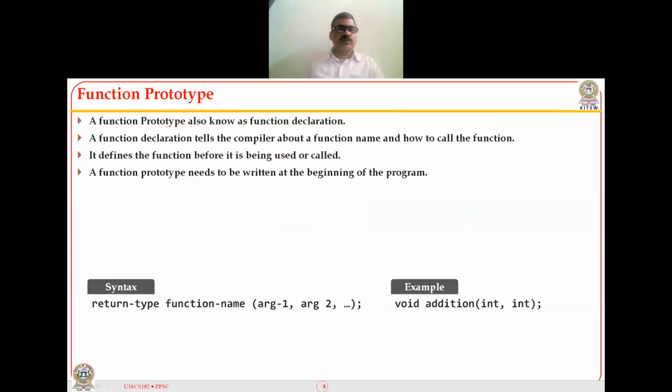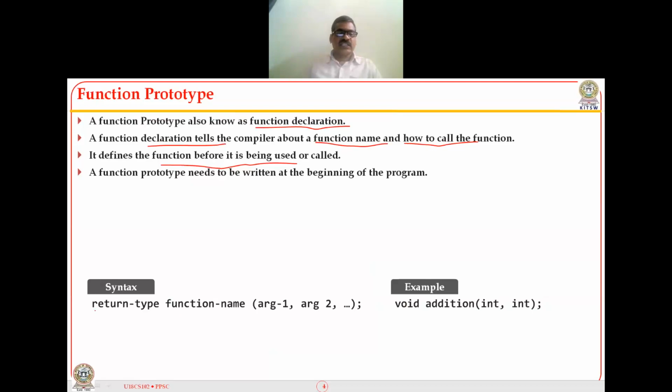So a function prototype is also known as a function declaration. A function declaration tells the compiler the function name, how it will be called, what parameters the function is taking, and whether the function is going to return a value or not. These are the things the function declaration tells the compiler. It declares a function before it is used or called. A function prototype needs to be written at the beginning of the program.